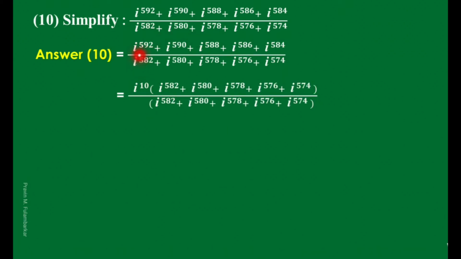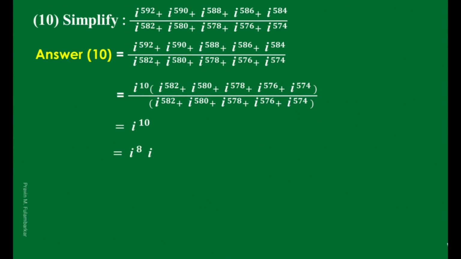So we write, while taking i raised to the power 10 common from this, we can write this as i raised to the power 582 into i raised to the power 10. So we take i raised to the power 10 common from first term. Similarly, we take i raised to the power 10 from second term, third term, fourth term, and fifth term. So while taking i raised to the power 10 common, if we observe the numerator and denominator, both are same, so we cancel this numerator with denominator, so we get only i raised to the power 10.